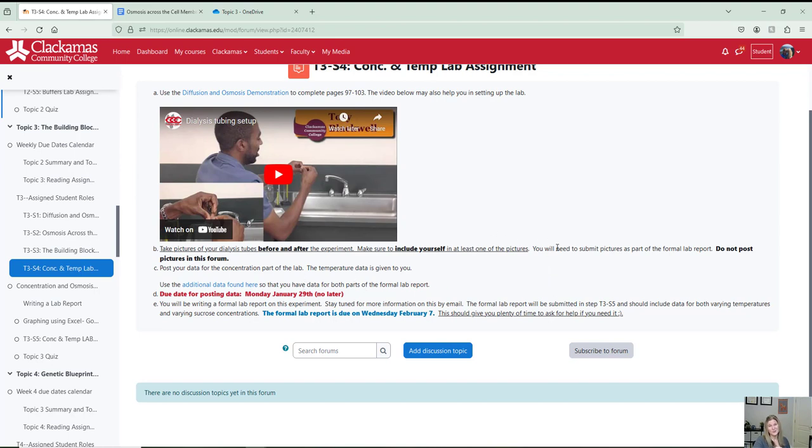So don't forget to take pictures of yourself before and after performing the experiment. This is basically proof that you actually did the experiment, that you didn't just steal somebody else's data from another class or one of your fellow classmates and claim it as your own. It should be fun actually performing an experiment, so do make sure that you're doing the experiment. You will be posting your data for the concentration part of the lab, but we're not doing the temperature part.